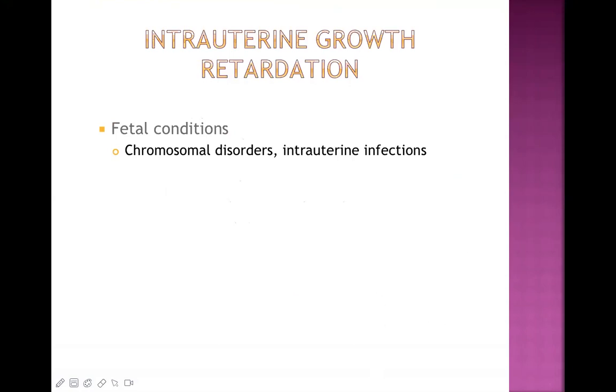Now, what about the fetal condition? See here. Chromosomal disorders like Down syndrome and intrauterine infections like the TORCH group of infections. These are two perfect examples here. That type of baby is also an IUGR baby. So these are very important discussions. I'm sure you must have studied this in obstetrics also. Even if you have not studied it there, now you know what these factors are.